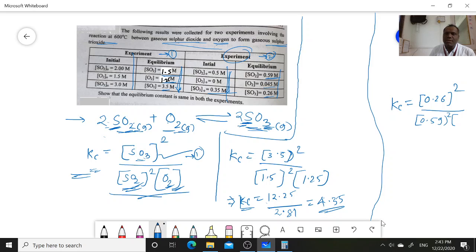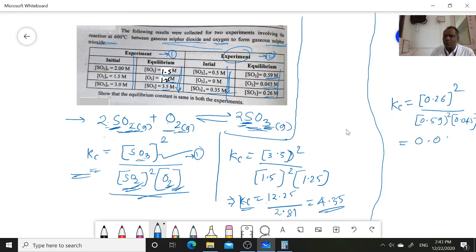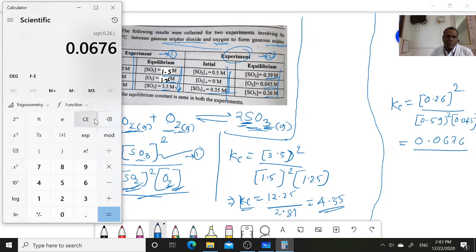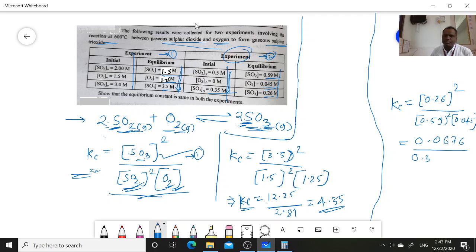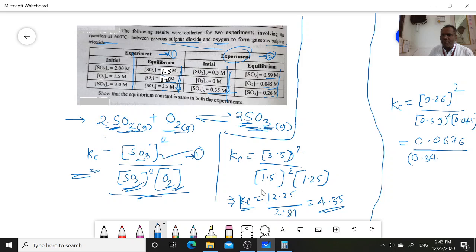the O2 concentration, which is 0.045 molar. So 0.26 squared comes out to be 0.0676, divided by 0.59 squared. 0.59 squared is equal to 0.3481. Multiplying this by 0.045.